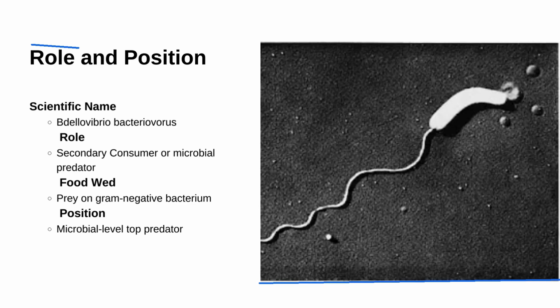Roles and positions. The species name is Bdellovibrio. The role is a secondary consumer or microbe predator. For food, it preys on gram-negative bacteria to survive and get its nutrients. The position it plays in the ecosystem is a microbial-level top predator.